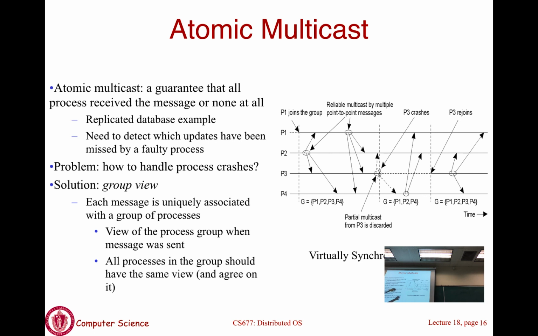So what this is showing is here's a case where P2 sent a message, the group was P1, P2, P3, P4, all 4 nodes are up, and the message has reached everyone successfully. So this is the everyone got that message case.